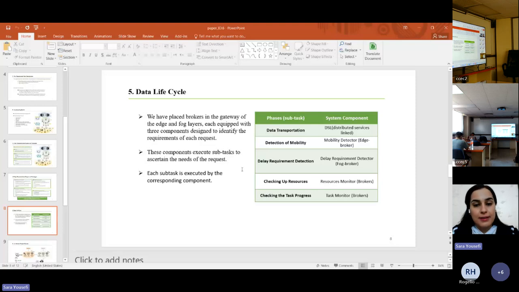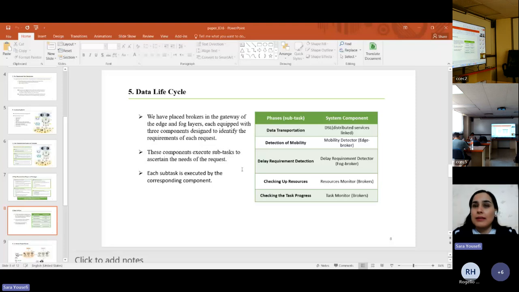To this end, we have placed brokers in the gateway of the edge and fog layers, each equipped with three components designed to identify the requirement of each request. These components execute subtasks to ascertain the needs of the request. As shown in this slide, each subtask is executed by the corresponding component. Data transfer between layers and sublayers occurs via DSL. Mobility detection is handled by the mobility detector component located in the edge broker. Delay sensitivity is defined by the delay requirement component situated in the fog broker.